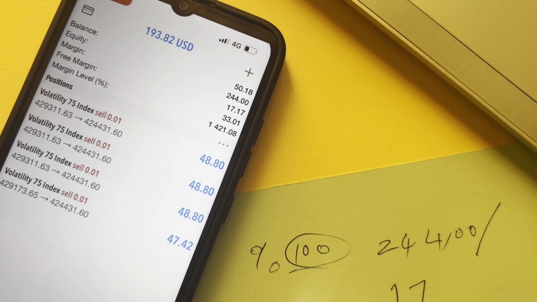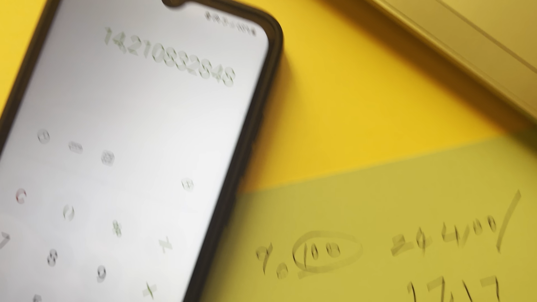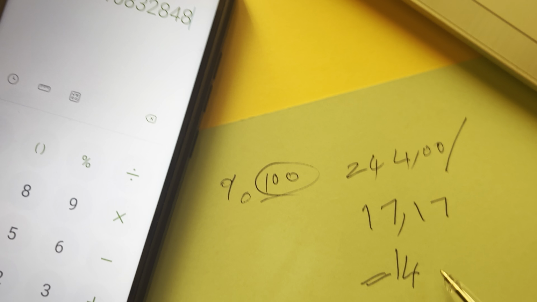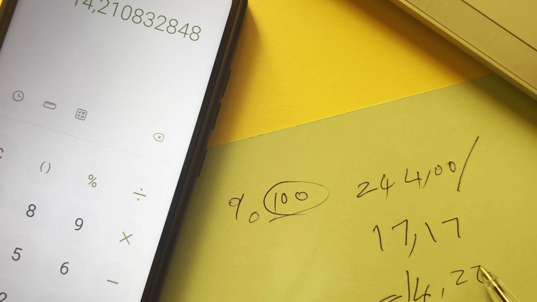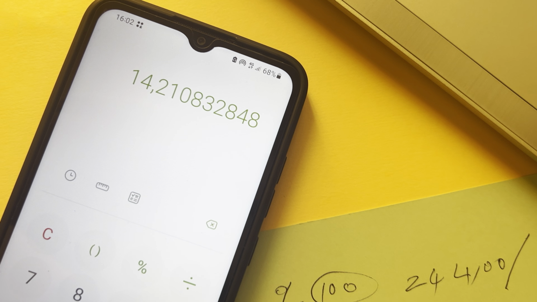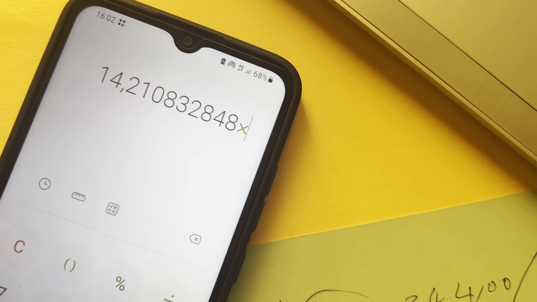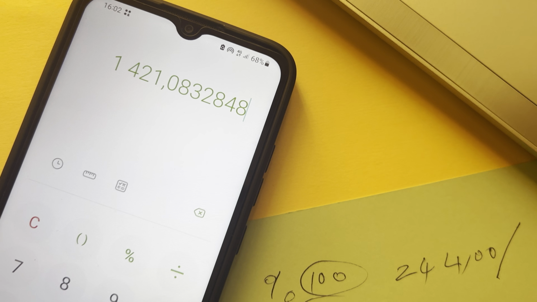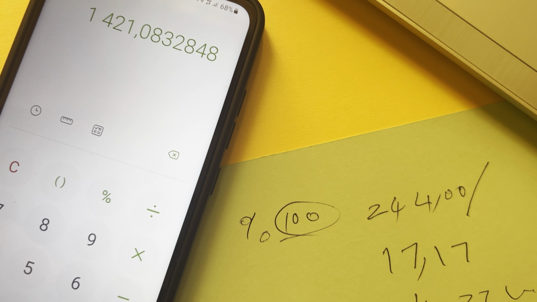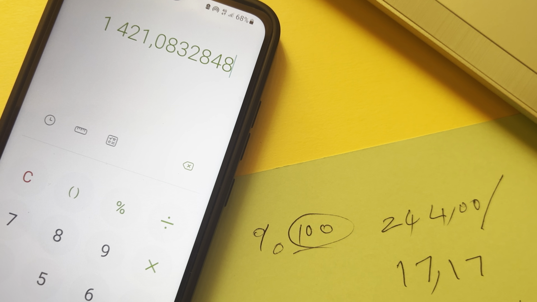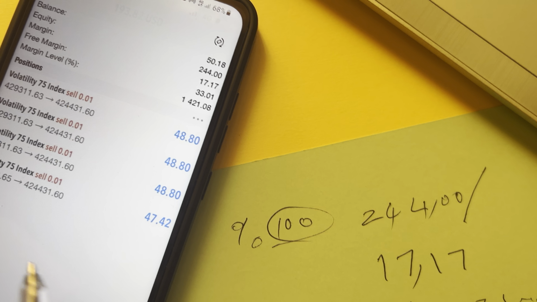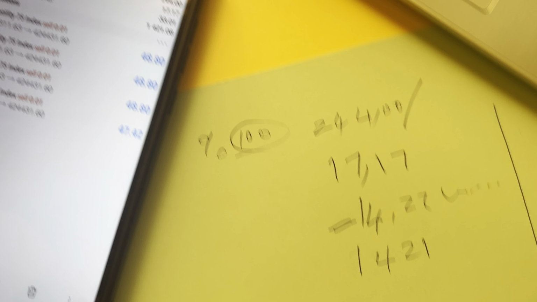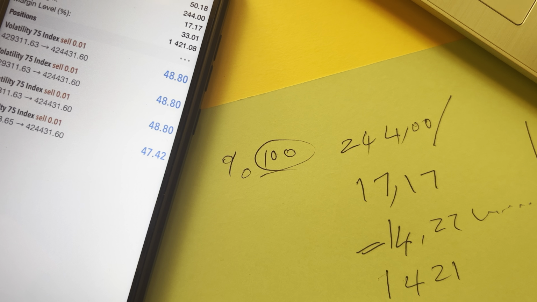So it's gonna be 244.00 divided by 17.17, right? And we have 14.21 and some more numbers, and then we're gonna times by 100. We're gonna times by 100, and then we get 1,421. Let's go back here. This is what we have. You see, now we got the answer here of the margin level.